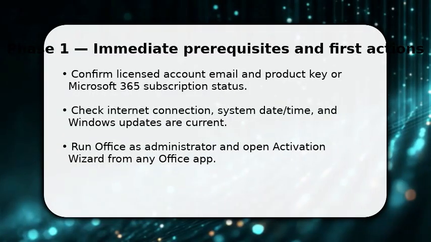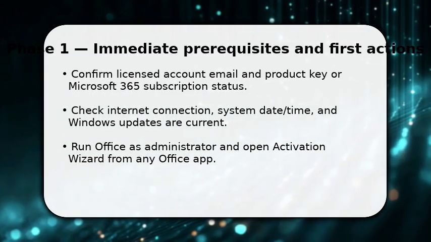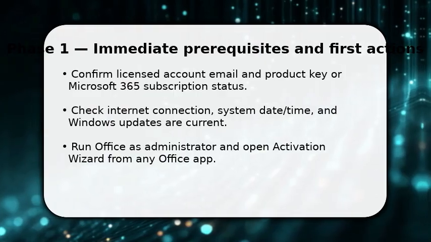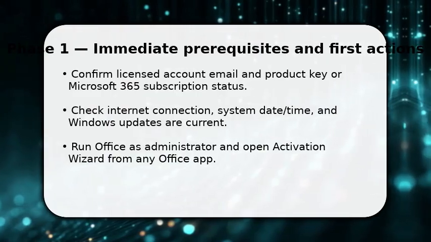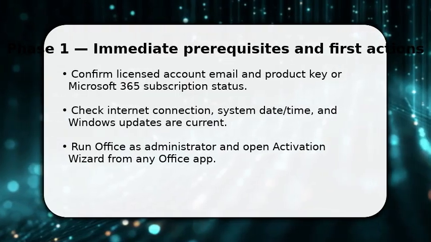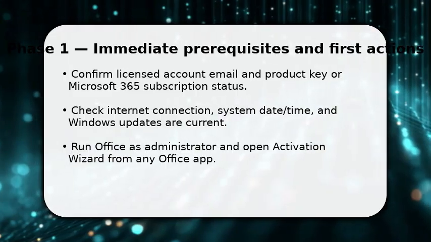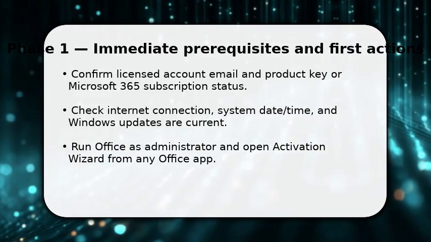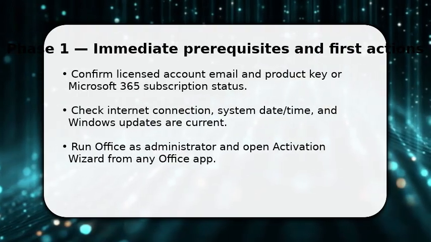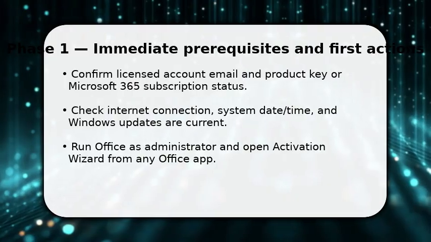You start by verifying prerequisites. Sign in with the licensed Microsoft account and confirm your product key or active Microsoft 365 subscription. Once done, make sure your PC has internet access, correct date and time, and the latest Windows updates so activation can reach Microsoft servers.